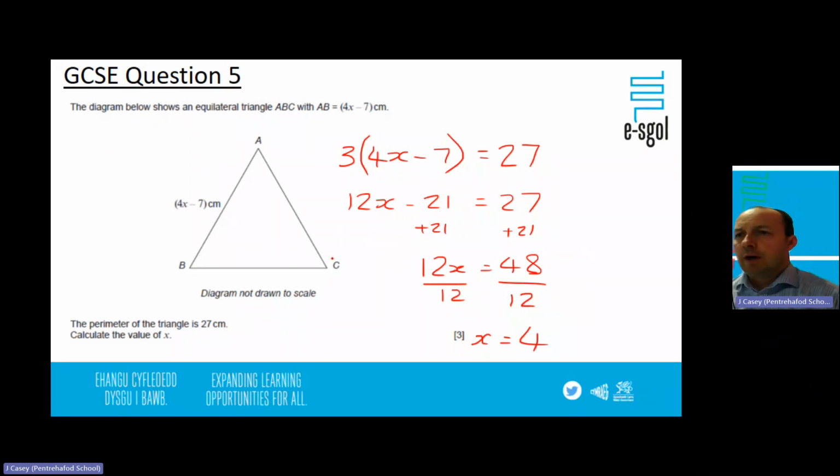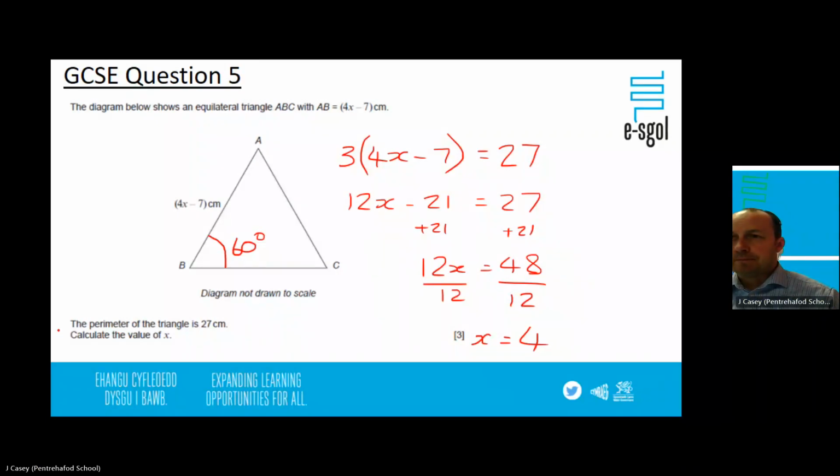Now, sometimes in these questions, it says substitute in x to find the size of each angle. It may be pointless in this question because it is an equilateral triangle and every angle is 60 degrees. But if it was a scalene triangle or maybe an isosceles, they may ask you to substitute the value in and work out the size of each angle. But in this question, they wouldn't because, like I've said, all the angles will be 60.